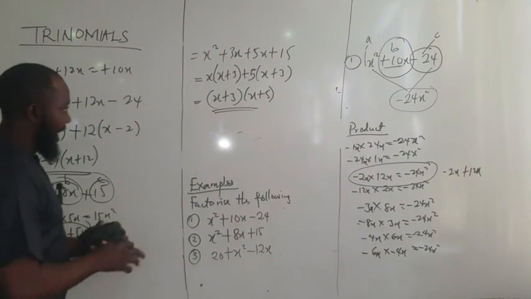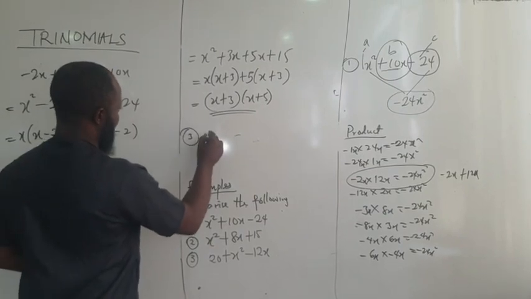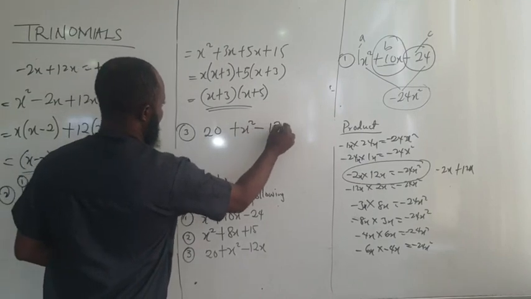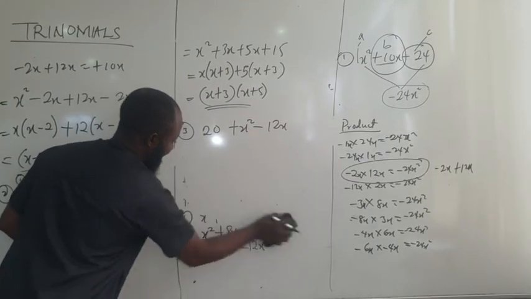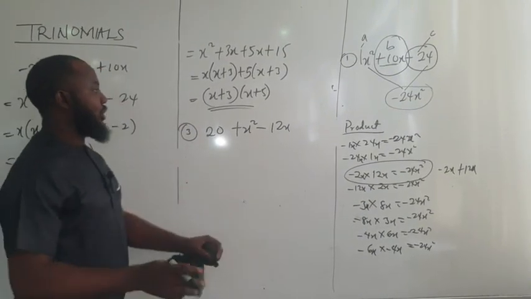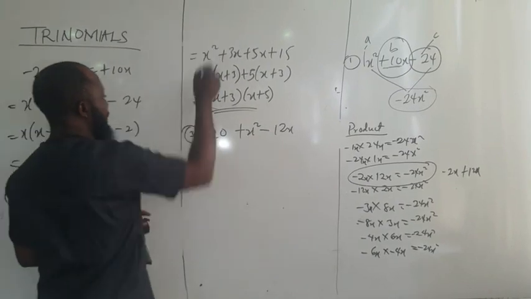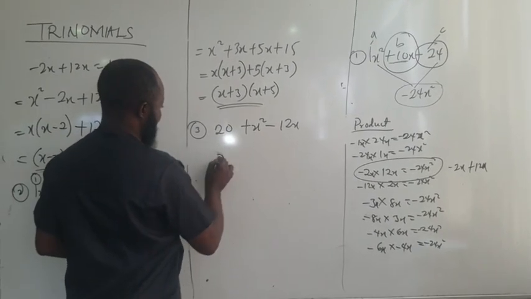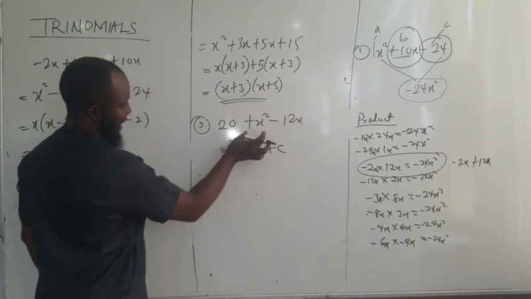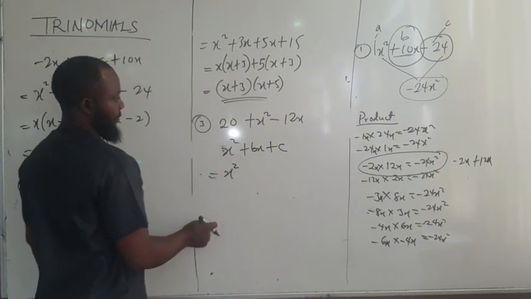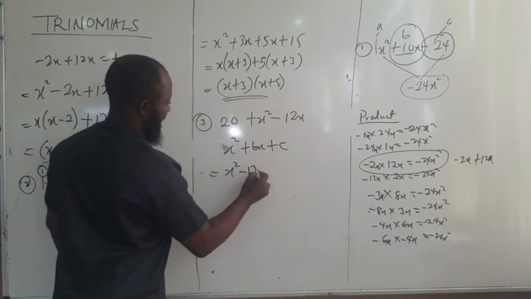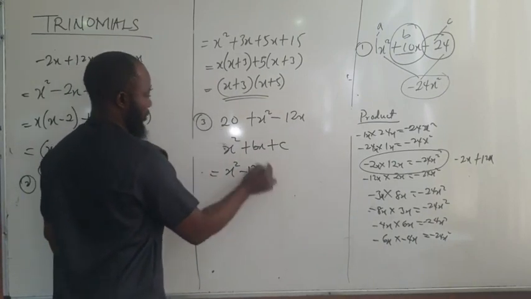So the last example we have here, number 3, we have 20 plus x squared minus 12x. So look at what we have there. You will notice that this is not well arranged, but it's still the same thing. Anytime you are given a question like this, what you just need to do is to rearrange it in this form of x squared plus bx plus c. So what will come forward now is what? X squared. Followed by what? This one: minus 12x. Then this is 20. It means it is plus 20.